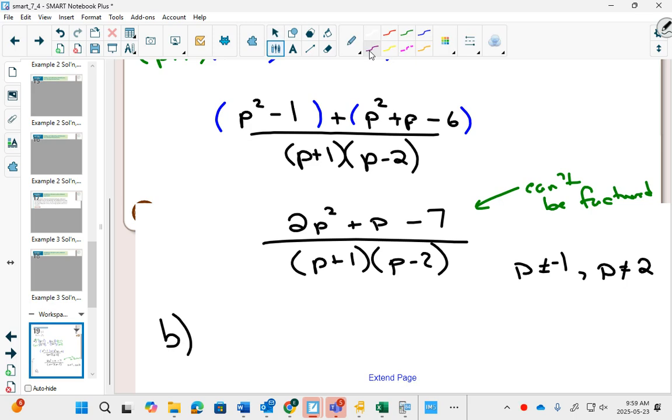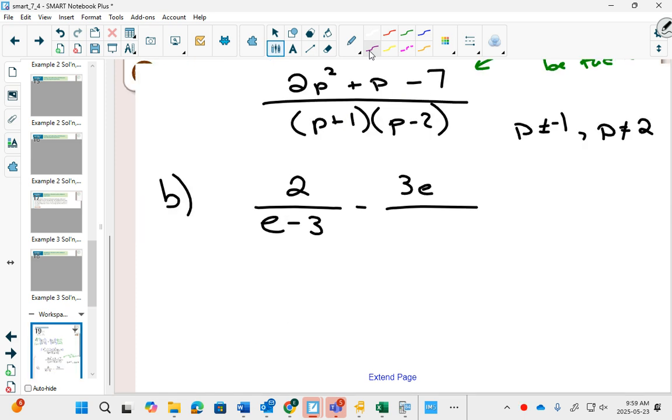Now I'm going to start B. This time I'm going to leave space in front. And in B, we have 2 over e minus 3 minus 3e over, and then 9 minus e squared, I am going to factor right away. It's a difference of squares. So it would be 3 plus e, 3 minus e.